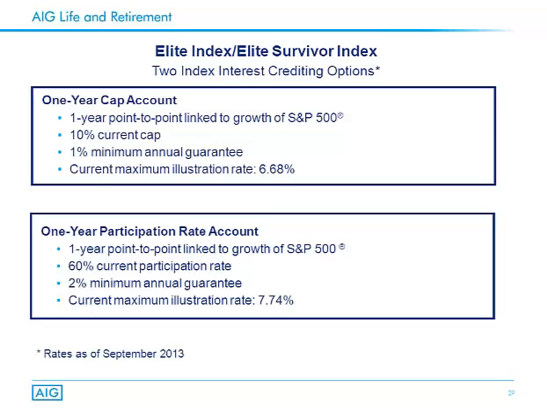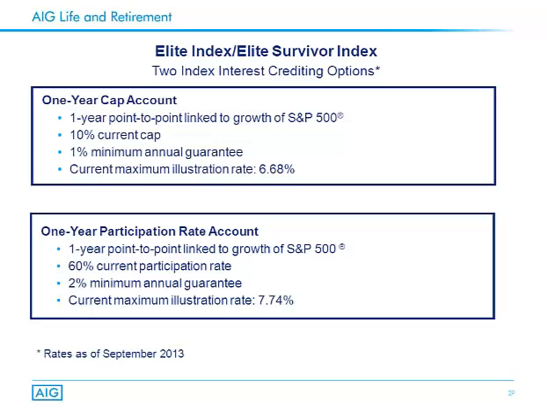So this is the 1-year point-to-point that's PAR. And the way it works is it's linked to the S&P 500, again, just 1-year annual point-to-point. And what it offers is no cap, but it's got a participation rate. So it's got a 60% participation rate. One other neat thing about the PAR account is it's got a 2% minimum annual guarantee.